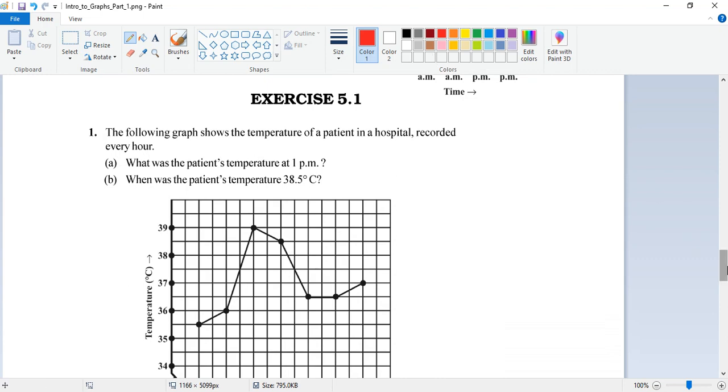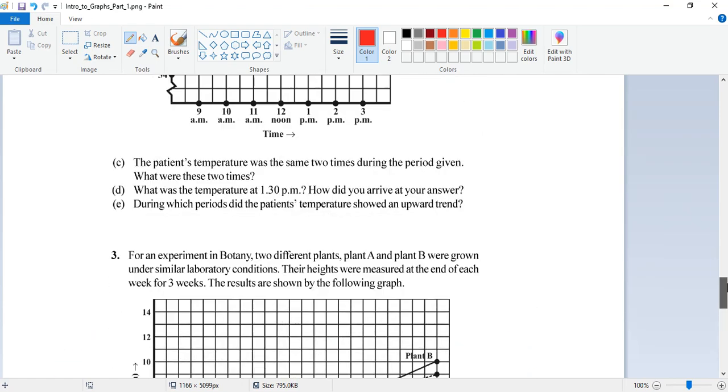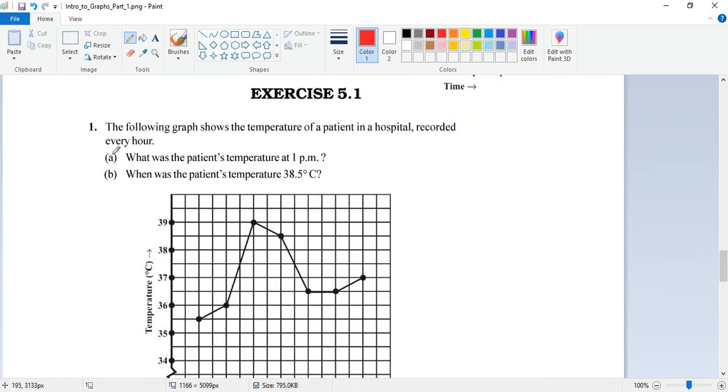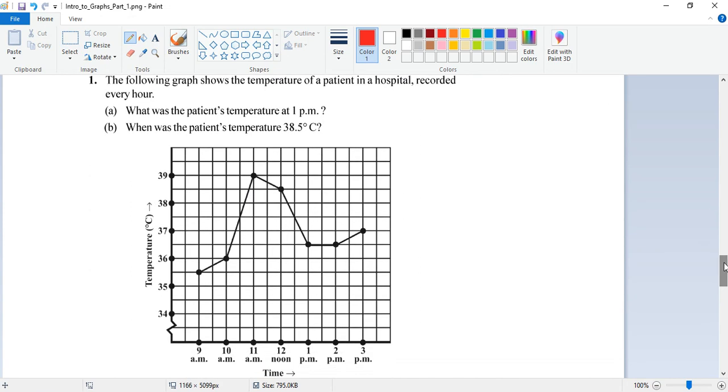There are a few graphs. You can do these things in your graph notebook actually. So the question is given. The following graph shows the temperature of a patient in hospital recorded every hour. So the graph is given to you. Now we have to answer the problems based on this graph. So the first question is, what was the patient's temperature at 1 p.m.? So this is the temperature, this is the time. So at 1 p.m. what was the temperature? So look at 1 p.m., 1 p.m. is over here. So what was the temperature at 1 p.m.?